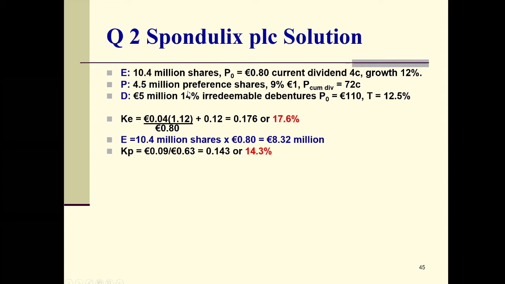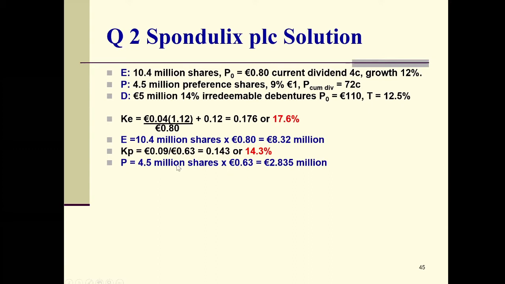Number of shares, 4.5 million preference shares, but not 72 cents, 63 cents, 0.63. So 4.5 million by 0.63. Hopefully that worked out for you. Again, if you couldn't do this part, you should be able to do this part. The number of shares multiplied by the share price ex dividend.